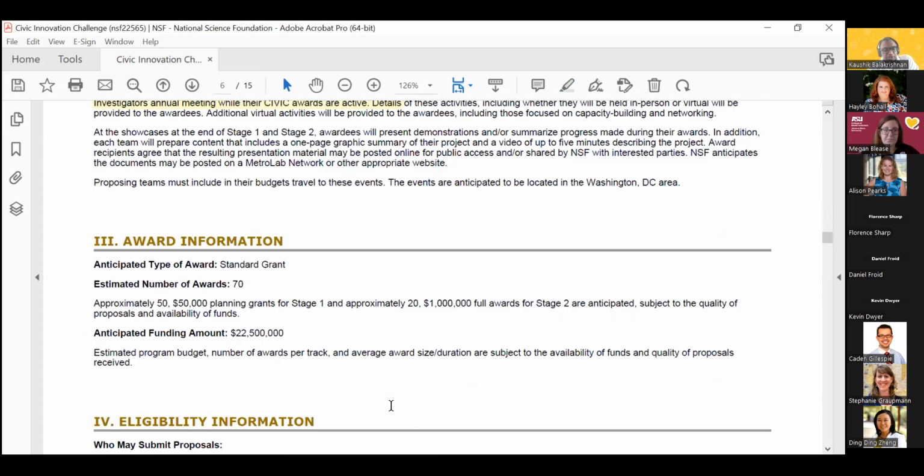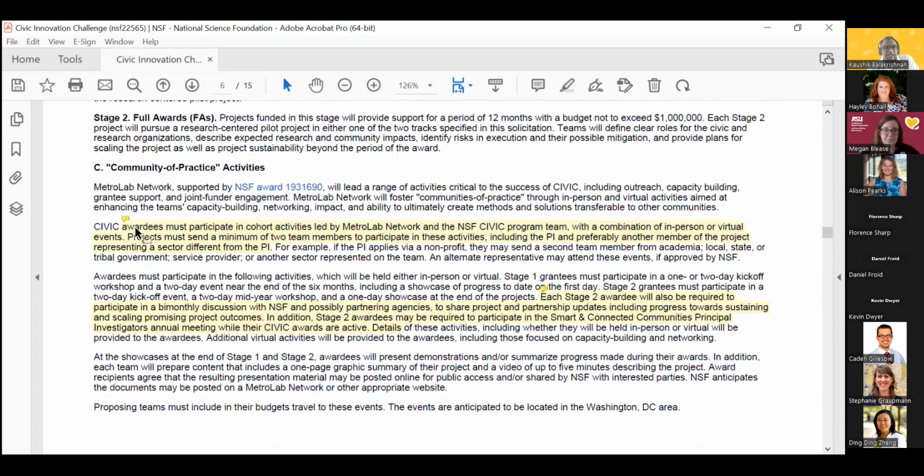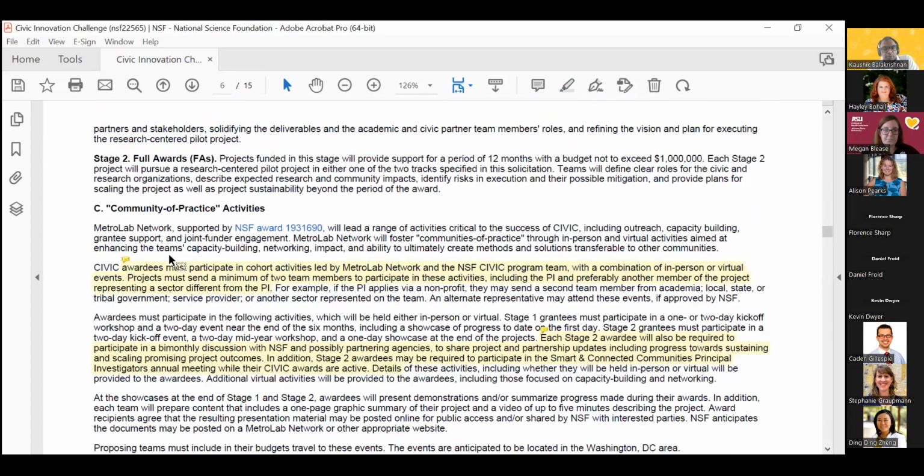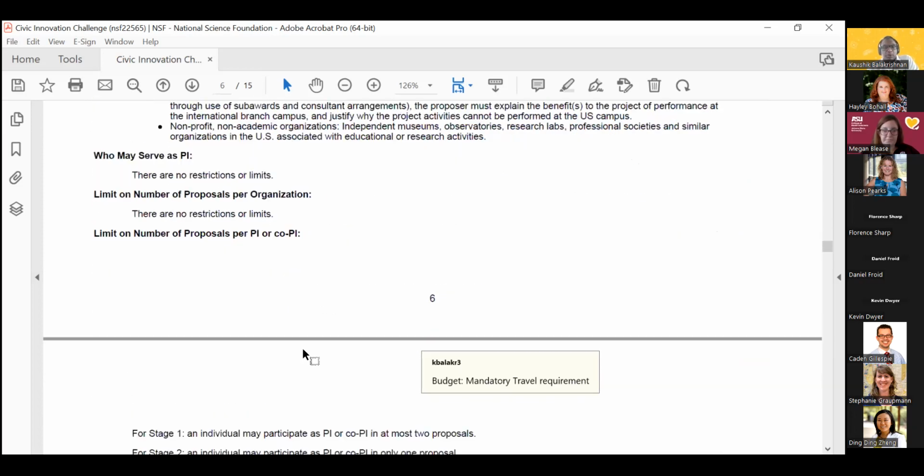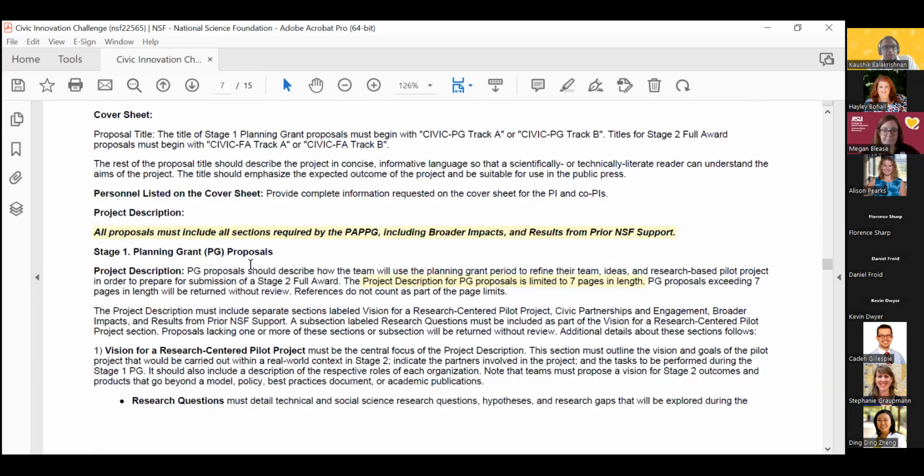And then if you scroll down, it also says civic awardees must participate in activities with Metro Lab. So NSF has already funded somebody, or there is a network that is already in existence, and they are asking you to leverage what is available. So you may have to have some conversations with partners around that.